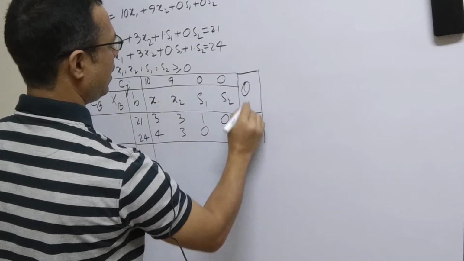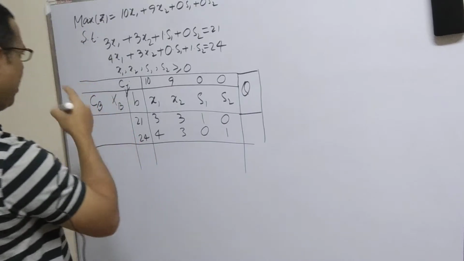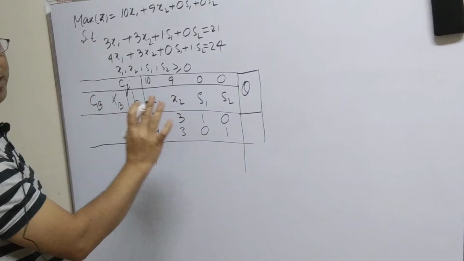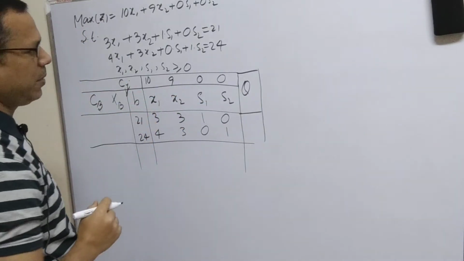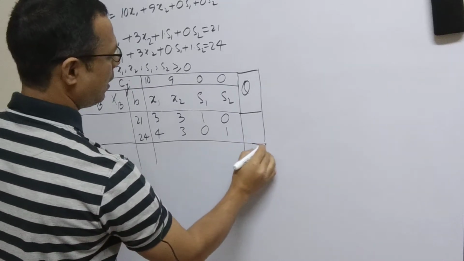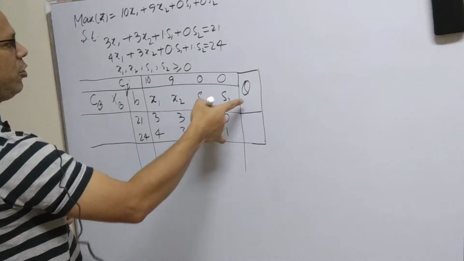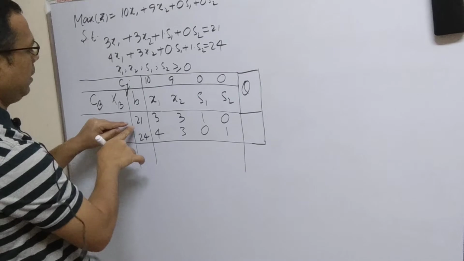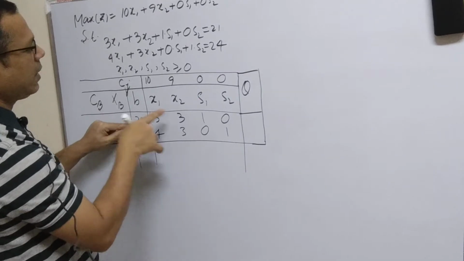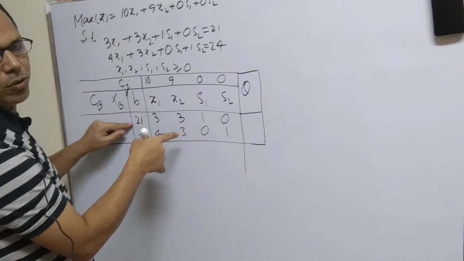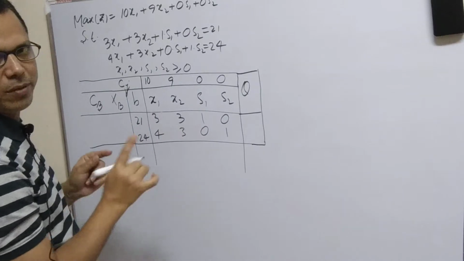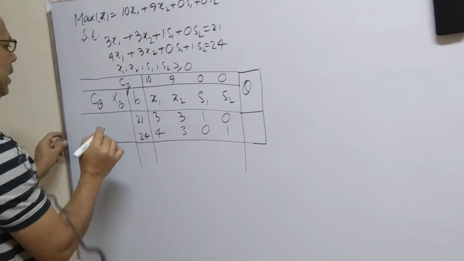What is this theta? Whatever variables have been given here, all of them have specific meanings. Theta is the ratio of this b column and the key column values. What is the key column? How to find the key column? We will see in the next steps.